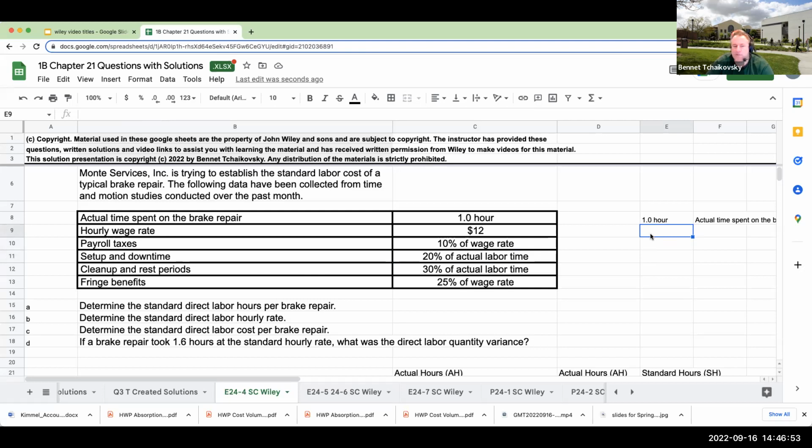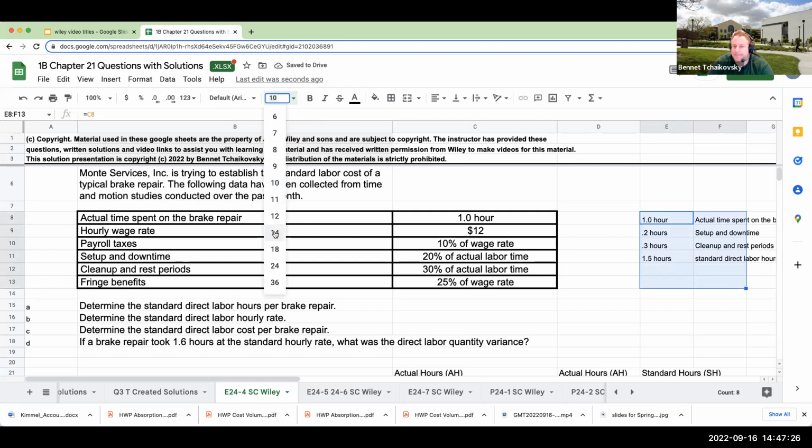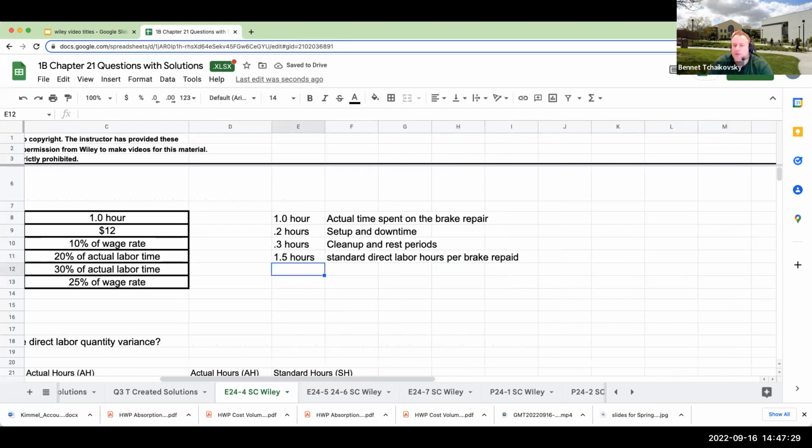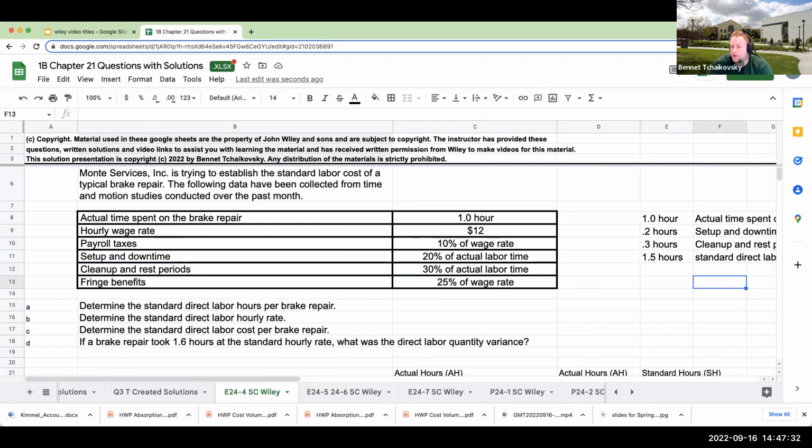So my setup and downtime is going to be 0.2 hours. And for my cleanup and rest period, this is going to be 0.3 hours. So the total amount of time to do one brake repair is going to be 1.5 hours, and this is essentially my standard direct labor hours per brake repair. The reason this is important is that this is what it's going to take me to do one brake repair. I'm just adding up these three items.